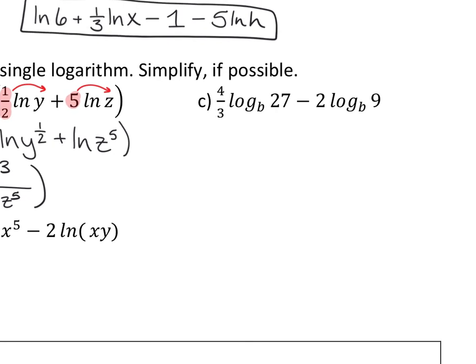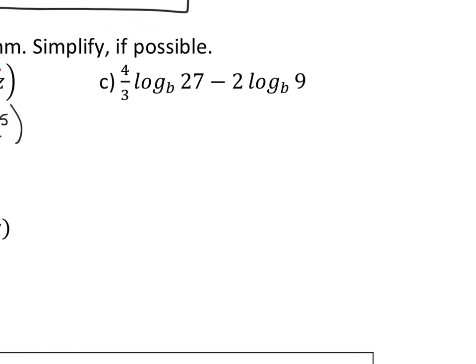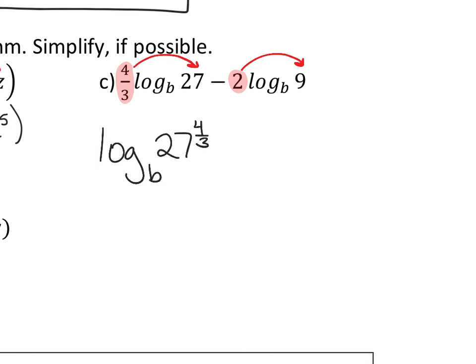All right, let's do part C. What's the first thing I take care of when I'm simplifying or condensing? Take the coefficients and make them exponents. Great. So I have the logarithm base b of 27 to the 4/3 power minus the logarithm base b of 9 to the 2nd power.